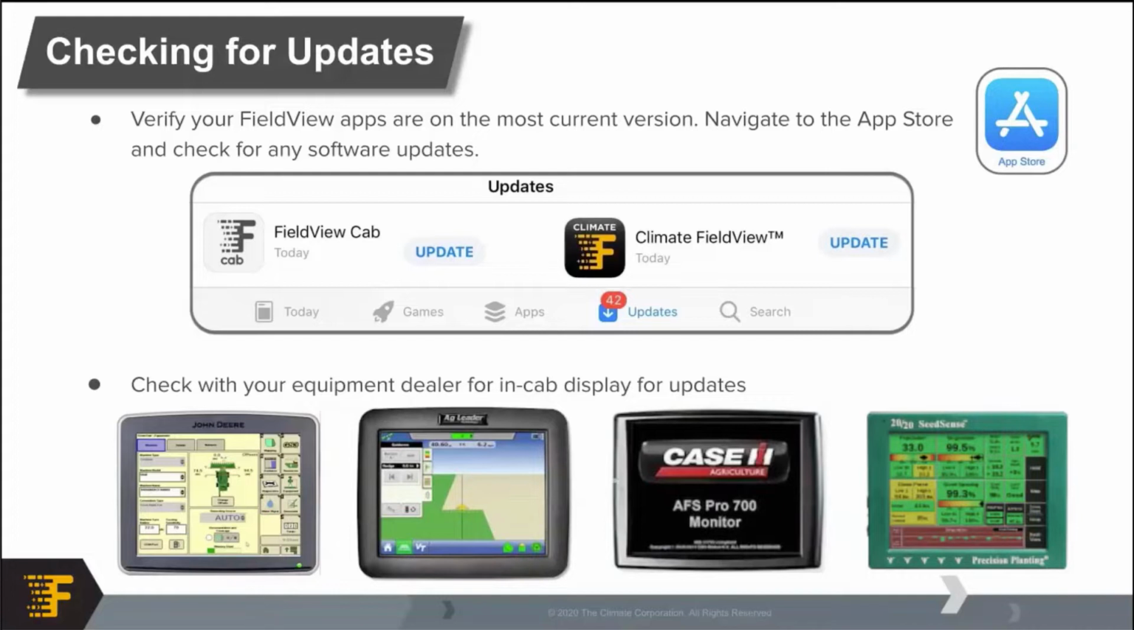The other thing you might want to do is check with your equipment dealer for any in-cab displays for updates. If you're newer and you've never used FieldView before, there is a chance that if you're trying to use Cab app, there could be a certain version your display might need to be on for Cab app to function properly. So make sure you're checking on that. Work with your local climate rep again to make sure that you have the most recent versions and the right versions of all of that to make sure everything's going to work properly.